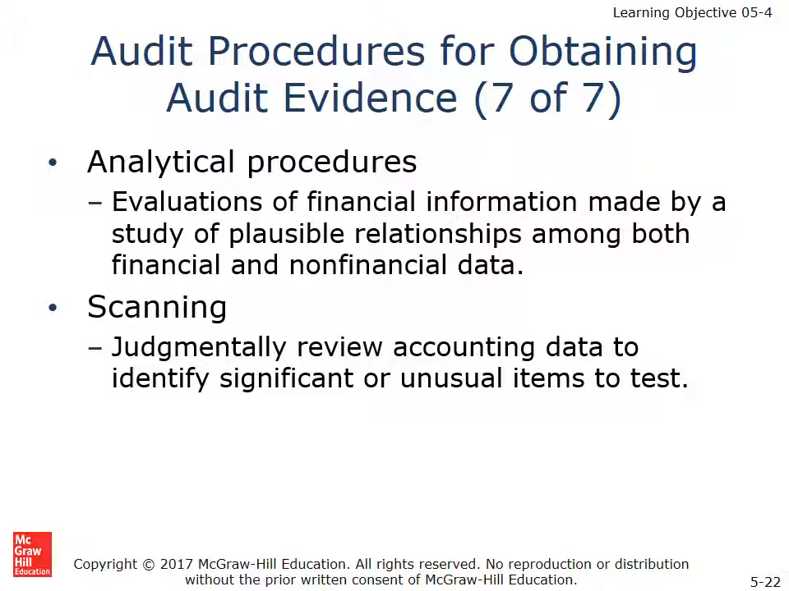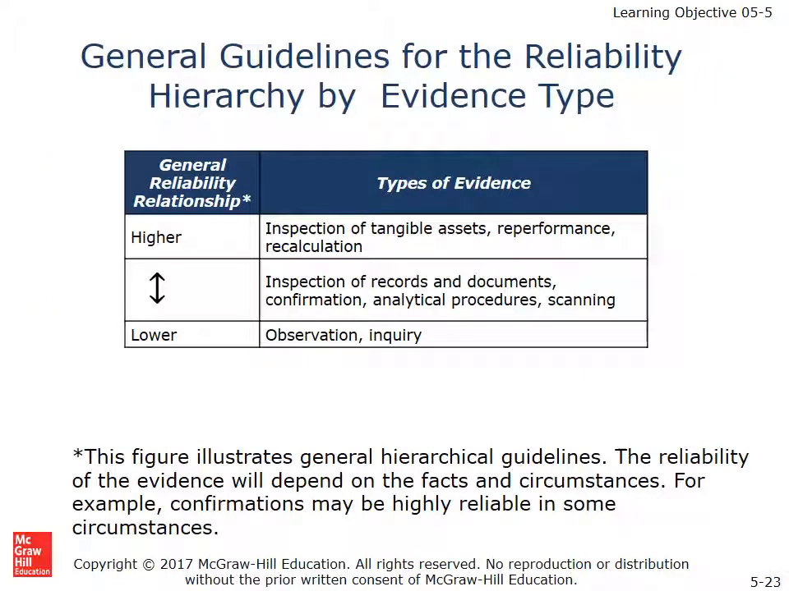And then scanning is probably our last one. This is judgmentally review accounting data to identify significant or unusual items to test. So you just take a scan and you're like, whoa, that number's too big, or wow, that's really low. Okay, than what you're used to seeing. And that's based on experience and professional judgment as well. So we just want to introduce you to the different types of procedures that are used to obtain evidence.